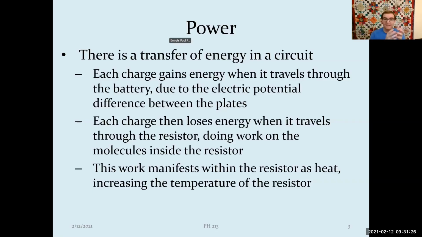As we know, the battery is a chemical potential energy store that turns that chemical potential energy into electrical energy. And then that electrical energy is usually going to become something like kinetic energy that heats up a resistor, a wire, or a light bulb.